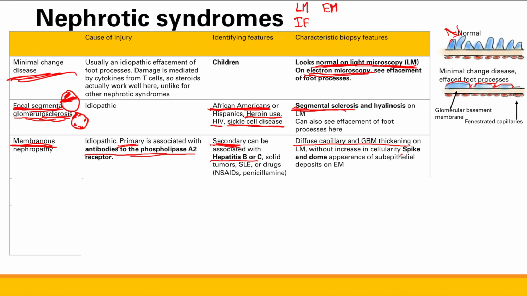The other characteristic feature here is a spike and dome appearance. Spike and dome appearance of subepithelial deposits on electron microscopy. Okay. Spike and dome appearance, keyword for membranous nephropathy.